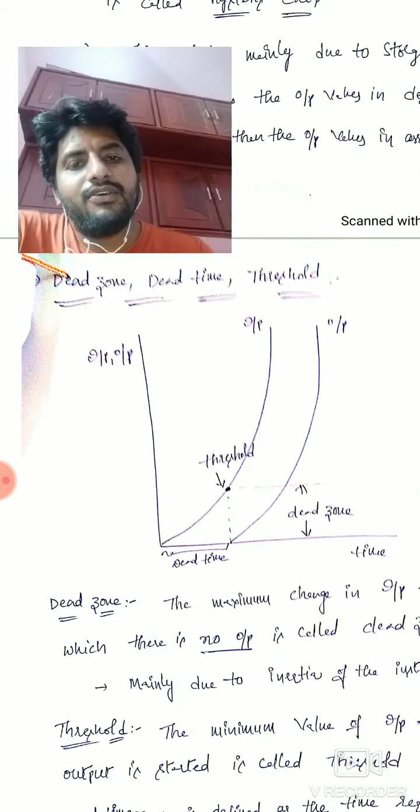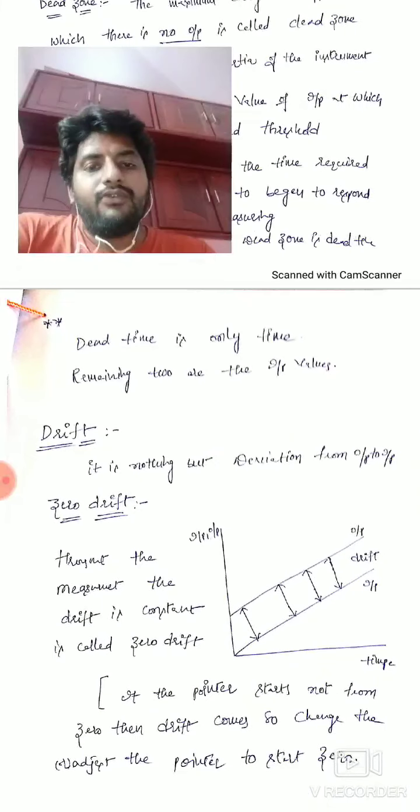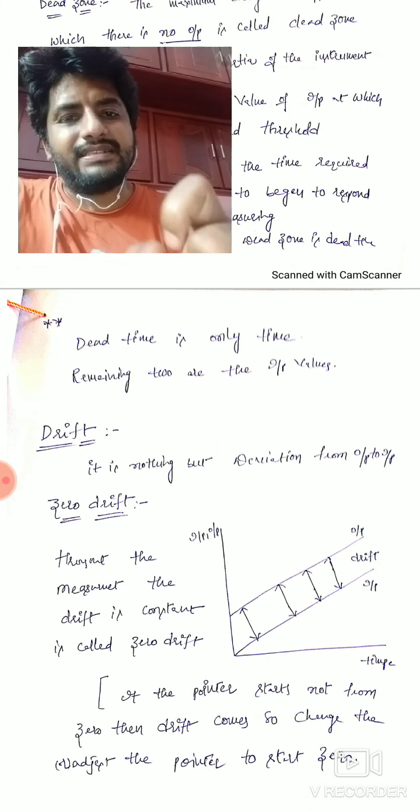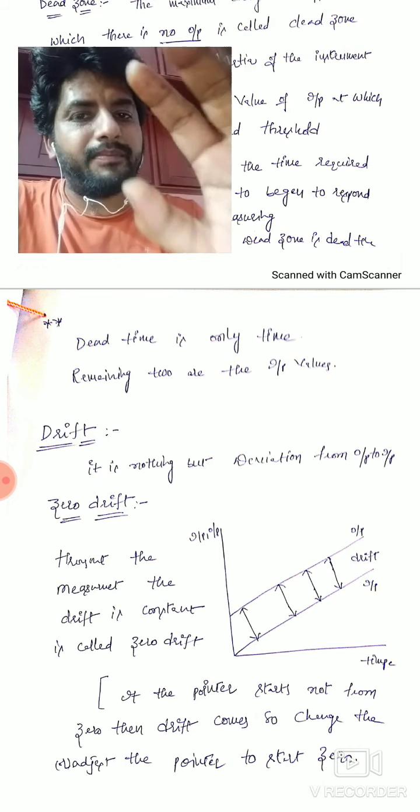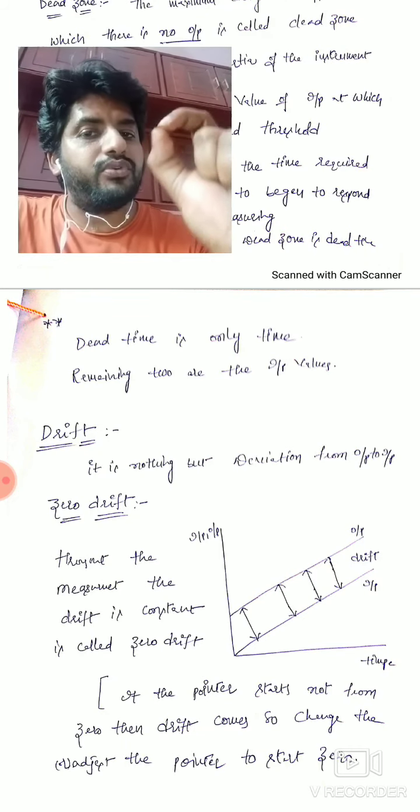Okay, now we'll start. What is a drift? What is meant by drift? Drift is nothing but deviation from input to output. The deviation from input to output.